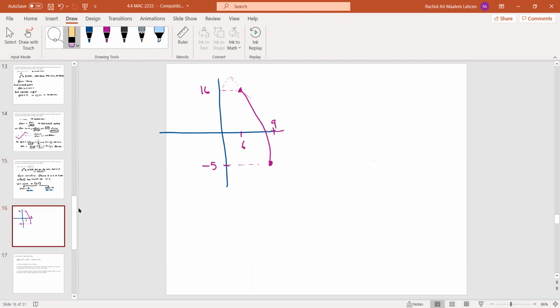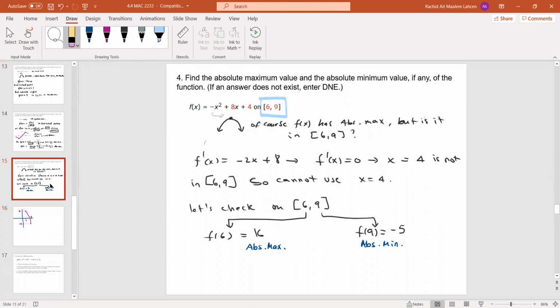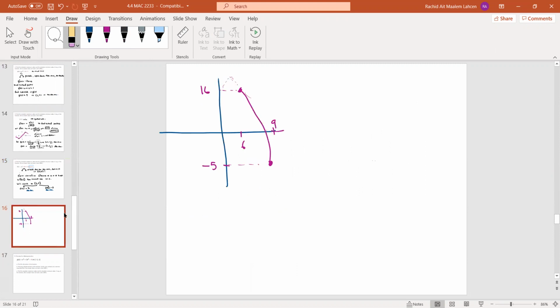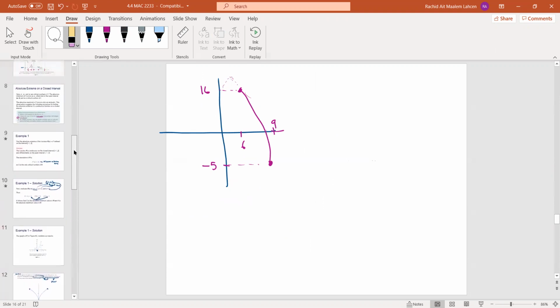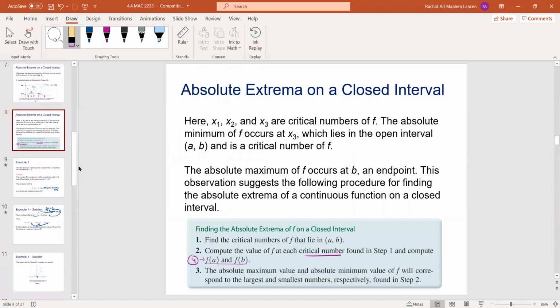When you do 6 to 9, the critical point you find is not there. So you investigate based on the procedure, you investigate 6 and 9, because remember, this is the procedure: you compute the value of f at each critical point found, f of a, f of b, and the absolute is going to be that.